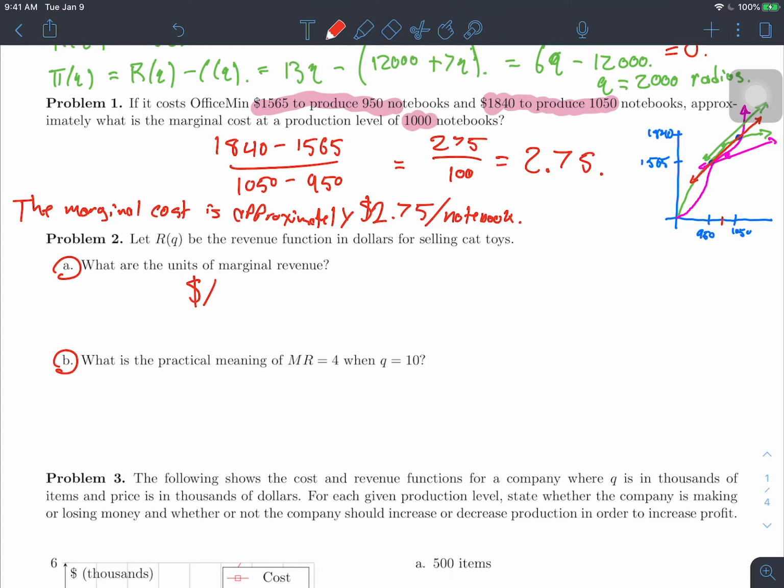So we could write it like this. Yeah. So marginal cost, marginal revenue, marginal profit is always going to be in terms of dollars per unit, basically. In our case, the unit that's being produced is one cat toy. Okay? All right. Part B, I think, has a lot more meat on it. Somebody want to take a crack at it?